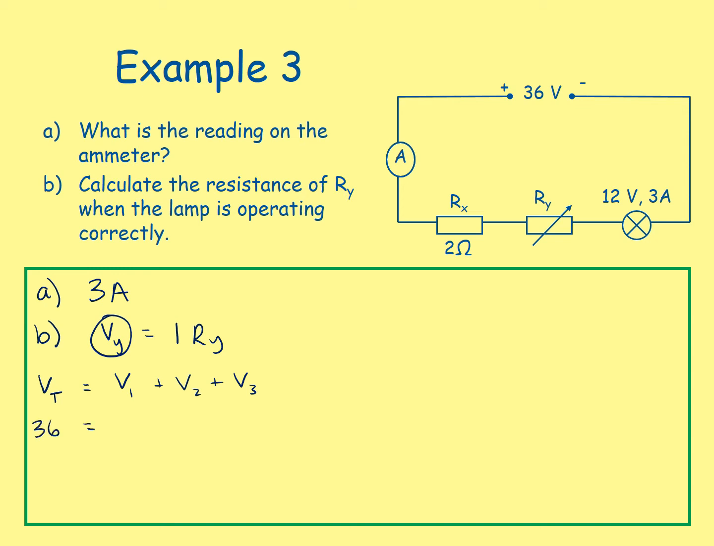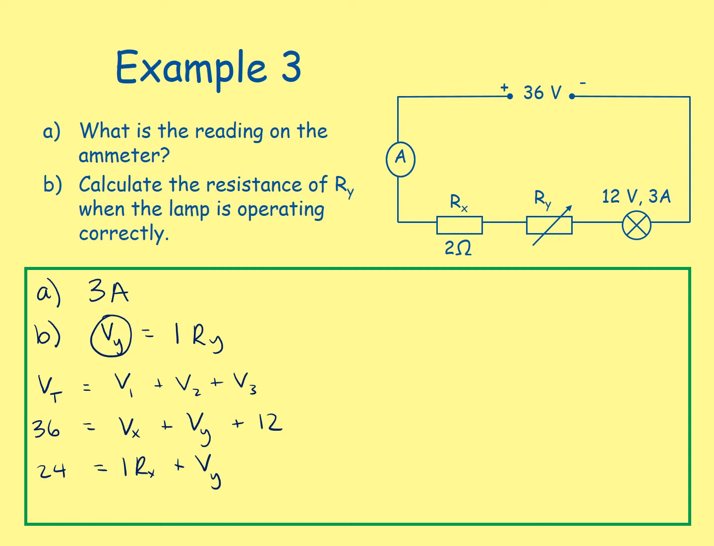V1, we can say that is our voltage across the Rx resistor. V2, we can say is the voltage across the Ry resistor. And that's adding on our 12 volts. We can see that's the lamp just there. So 36 take 12, we've got 24 on our left. Vx can be rewritten as I Rx plus our Vy, so that's what we want to work out.